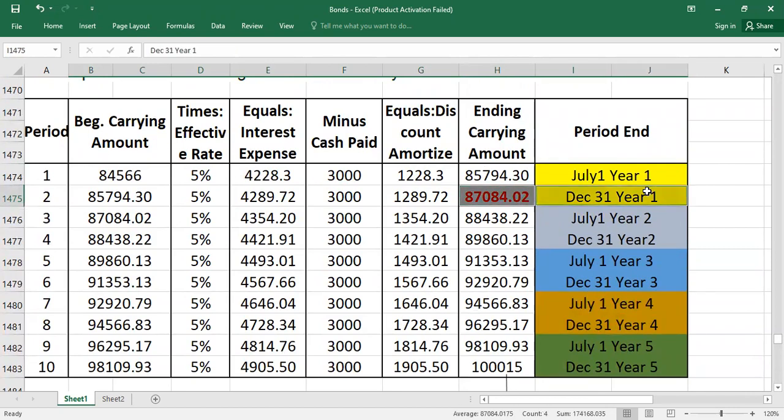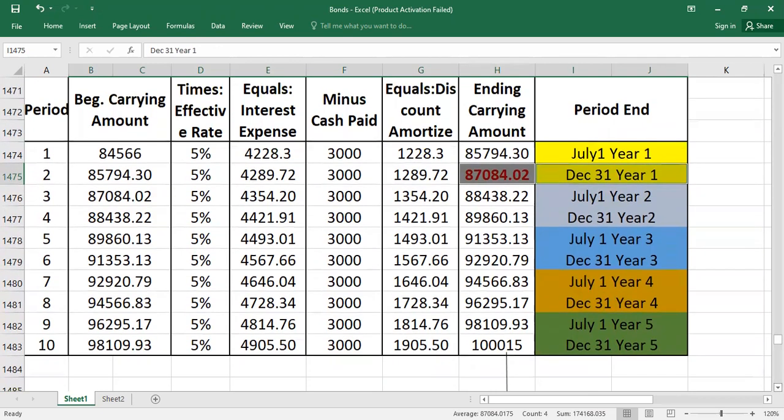So this calculation you will repeat over the number of periods. If you are doing the calculation annually, you will do it 5 times. If you are doing half yearly, you can present the balance sheet and income statement 10 times. I hope it is clear now what to do in the case of discount.